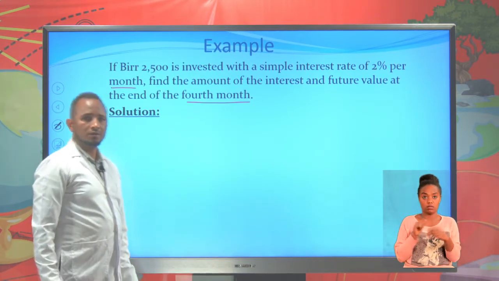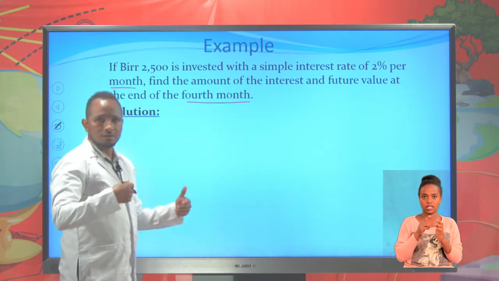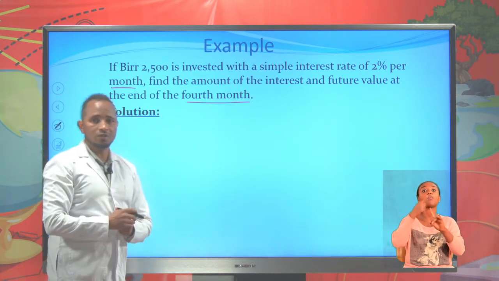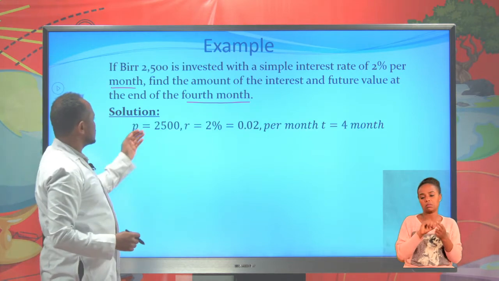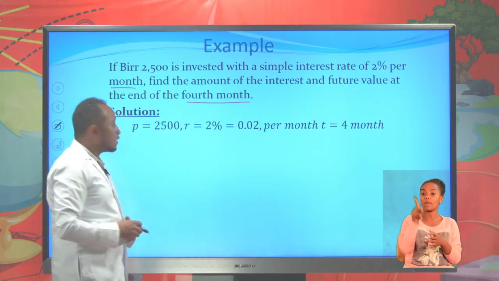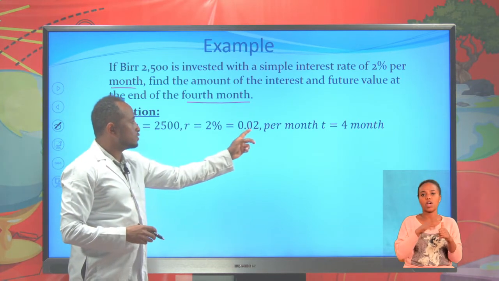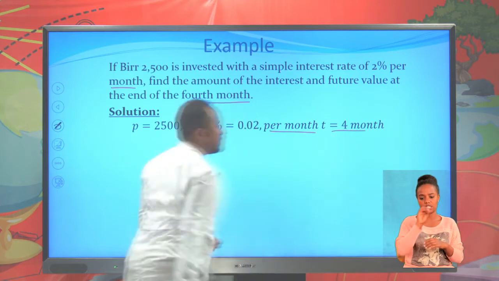So here, be careful, the interest rate is per month, and the time is in months, so no need of conversion, they are in the same unit. So here, principal is given, it is 2,500, and the rate is 2%, it is 0.02 per month, and the time is 4 months.